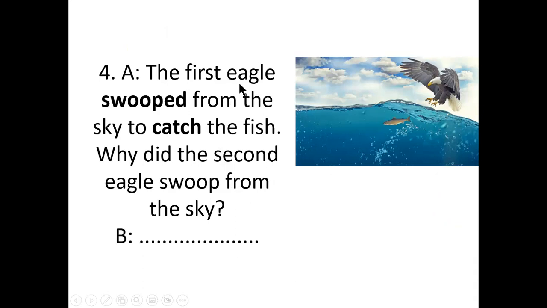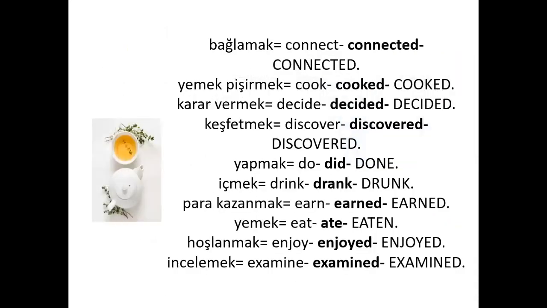Dialogue 4. The first eagle swooped, regular verb. The first eagle swooped from the sky to catch the fish. Why did the second eagle swoop from the sky? The second eagle swooped from the sky to catch the rabbit, for example, on the land. Connect, regular verb, connected, connected. Cook, cooked, cooked. Nancy cooked fish yesterday, for example.